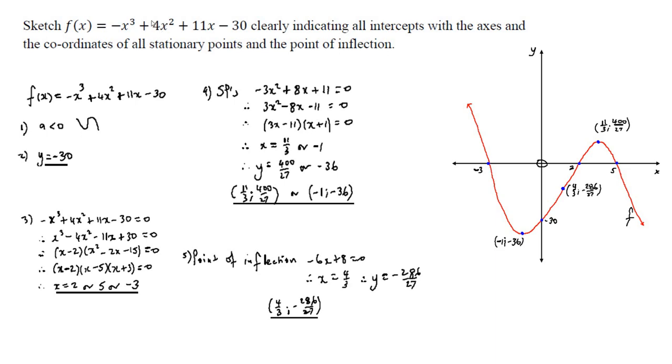Put it back into the original equation, just like we did here. Back into the original equation. There's your y value. It's minus 286 over 27. Hey, that sounds a lot like the last one, or something like it. But anyways, that's it. That's how you do it.